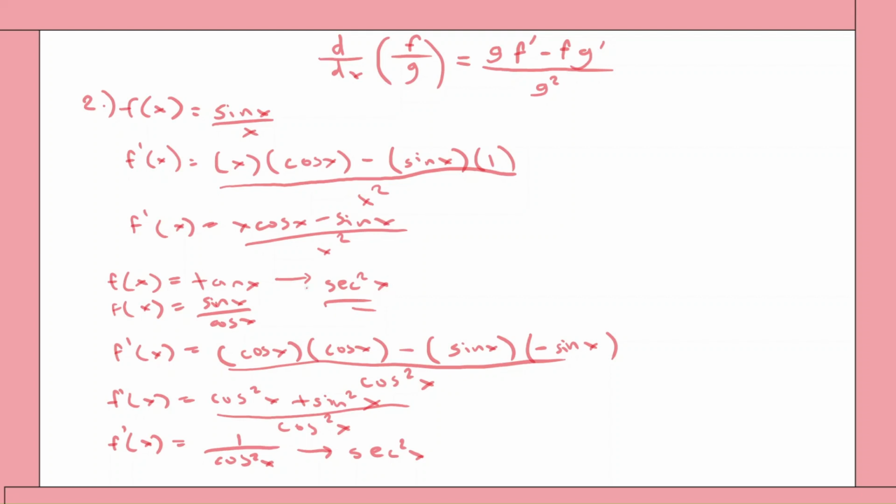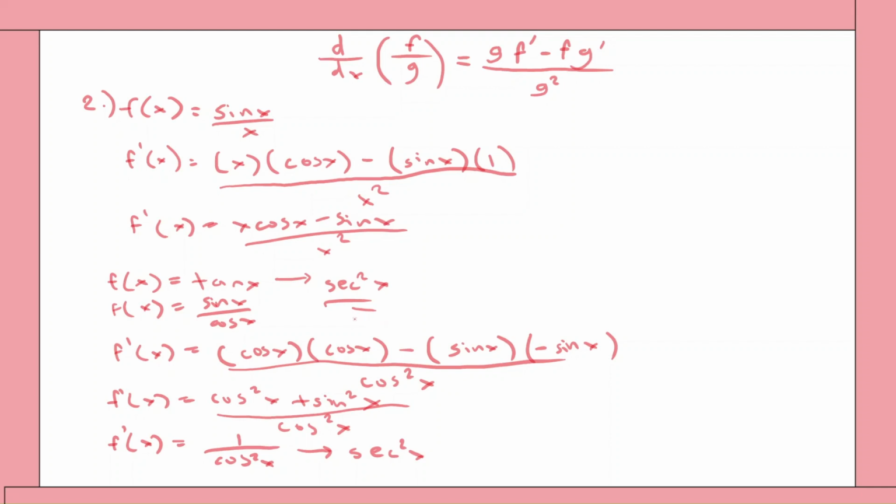But this is how we get it, and you could do a similar thing for all the other ones. Cotangent, cosecant, secant, they all have a very similar process. But you can tell too that secant makes a lot more sense now, since really it's 1 over cosine squared of x. Okay, so this is an introduction to the quotient rule.